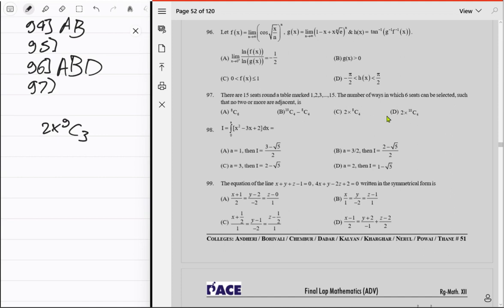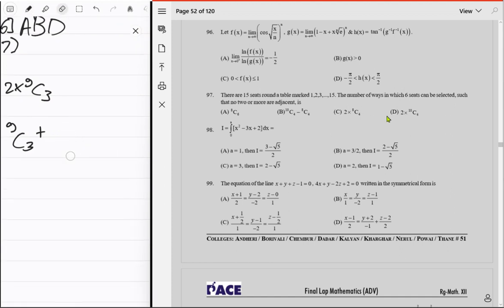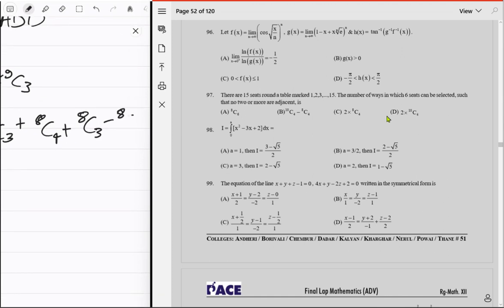Is this 10c4 minus 8c4? 10c4 can be like 10c3 plus 9c4, I guess. Yeah, wait. No, 9c3 plus 9c4, okay. And then 9c4 को तुम लिख सकते हो as 8c4 plus 8c3. And guess what? Minus 8c4. So ये तो मर गया.